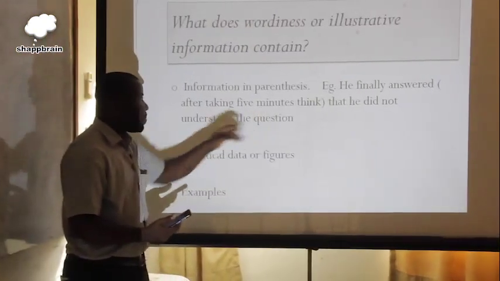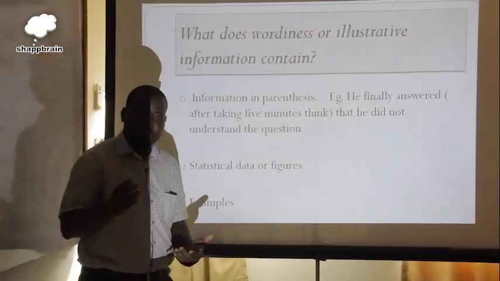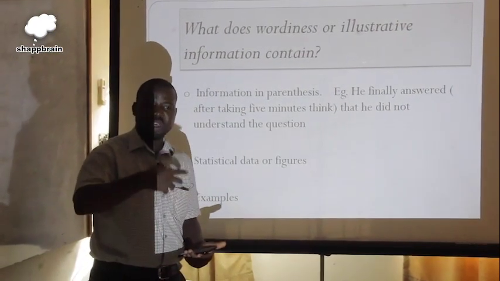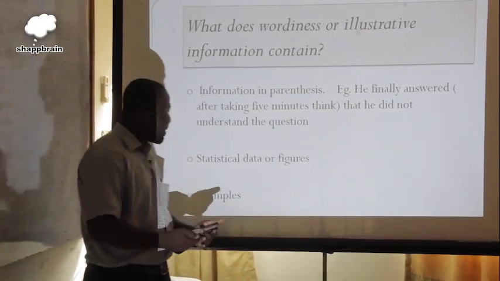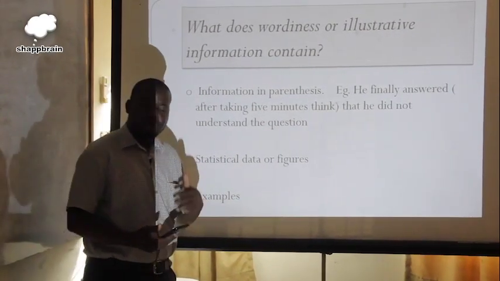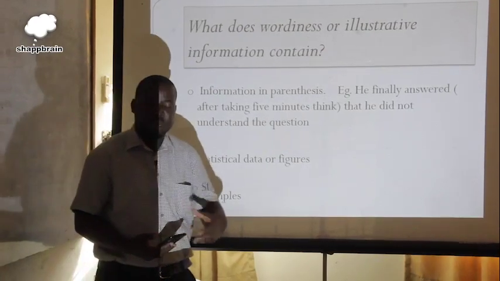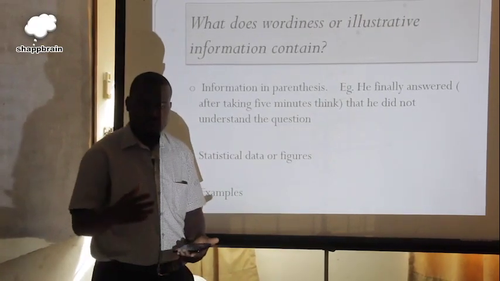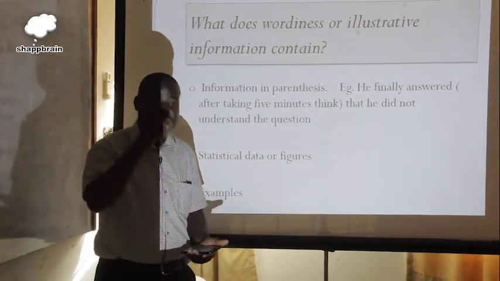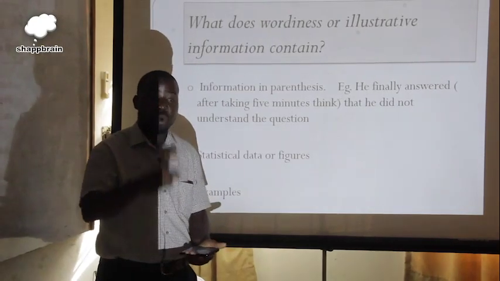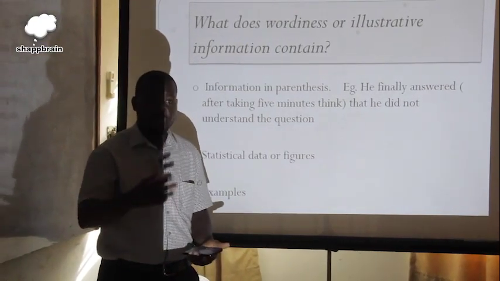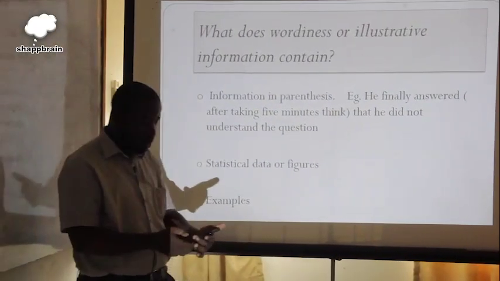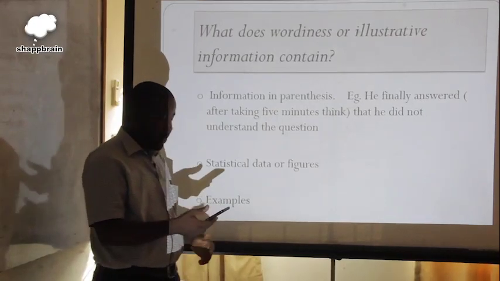Now, what you see in the bracket, you must be aware that when you are reading a summary passage, when you see that kind of information, you must do away with it. And lastly, examples. When you are reading a summary passage and there are examples in the passage, you must do away with them, because they constitute what we call illustrative information or wordiness. Let's move on so that we can understand more about our summary writing.